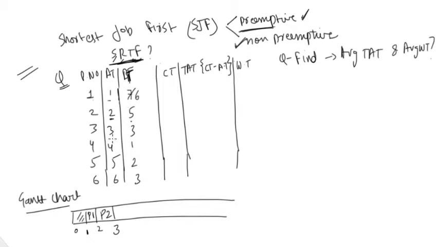At 3 units of time, any smaller process coming? Yes. P3 is 3, and reduce it. Is 3 smaller than 4? Yes, it is smaller, so schedule P3, execute it for 1 unit of time, and it reduces.